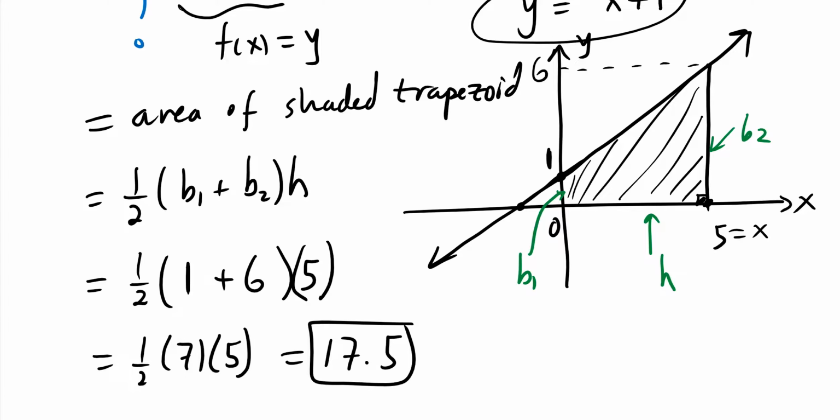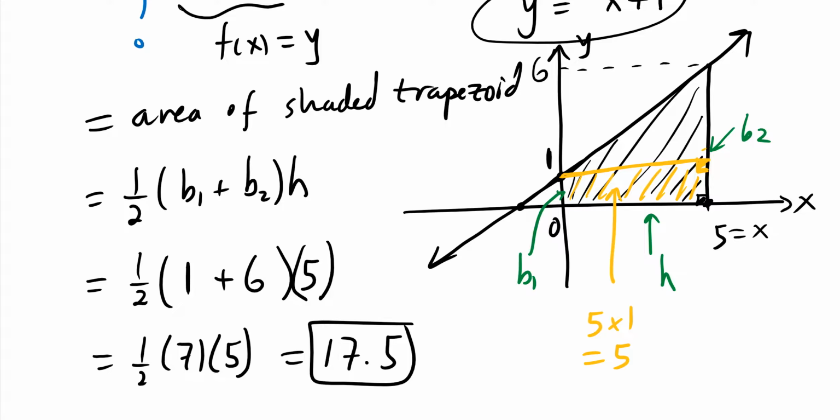Now students ask, what about if I forgot the formula for the area of the trapezoid? No problem, there's another way to do this. You can drop a height on this, and now you have two different figures. This one is a rectangle, and what's the area of this rectangle? It's length times width, meaning 5 times 1, 5.